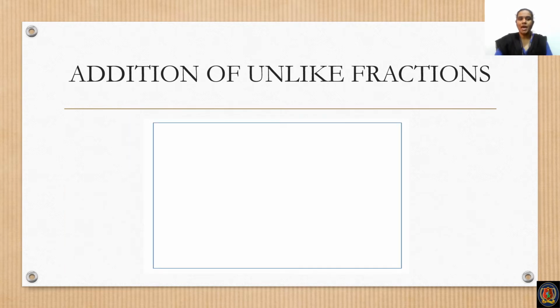Now we are going to see addition of unlike fractions. How to add unlike fractions? What are unlike fractions? The fractions in which the denominators are different are called unlike fractions. How to add? We have to make the denominator same. We have to make the unlike fractions into like fractions and then add. As when we were comparing unlike fractions, we converted them into like fractions and compared, right? Same way we are going to convert these into like fractions and then add.